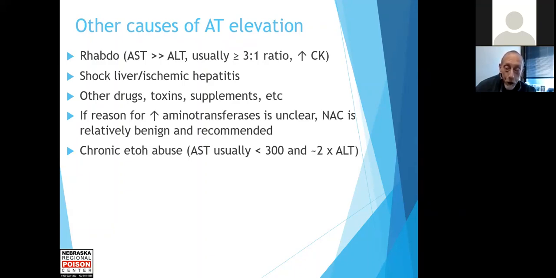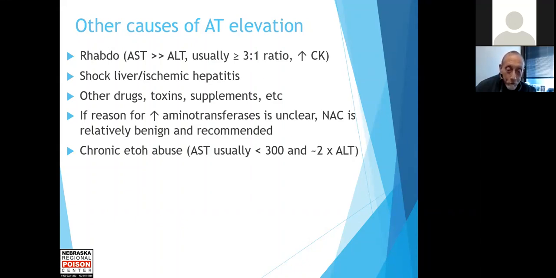Ischemic hypoxic injury to the liver. Maybe they were hypotensive, they weren't perfusing their liver. That can look like an acetaminophen overdose. So you may have somebody who has a negative acetaminophen, but they have elevated liver enzymes. That can be somebody who had a recent acetaminophen overdose, but the acetaminophen is already cleared.